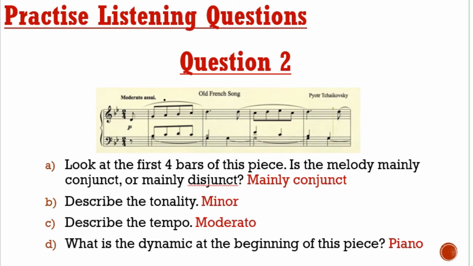Here are the answers to question 2. So the first 4 bars of the piece are here, and it is mainly conjunct. So apart from that little leap there, it is pretty much all moving by step. That's all by step. This is all by step as well. The tonality is minor in this piece of music, so it sounds a bit darker and a bit sadder. I would call that tempo moderato. It was at a moderate speed.